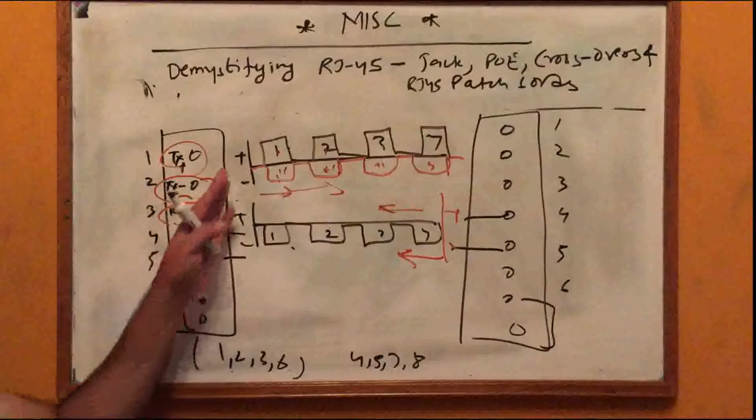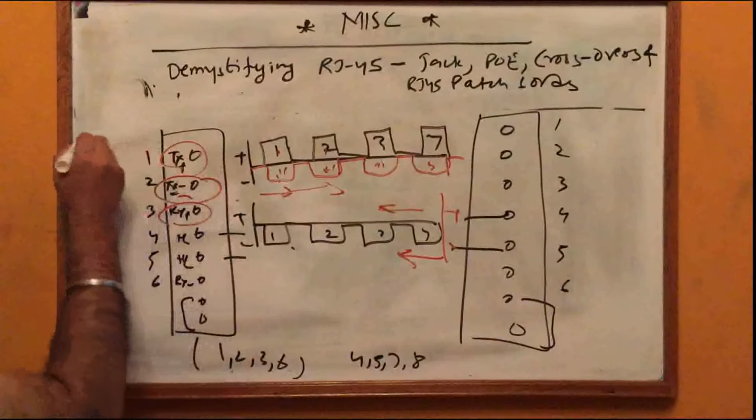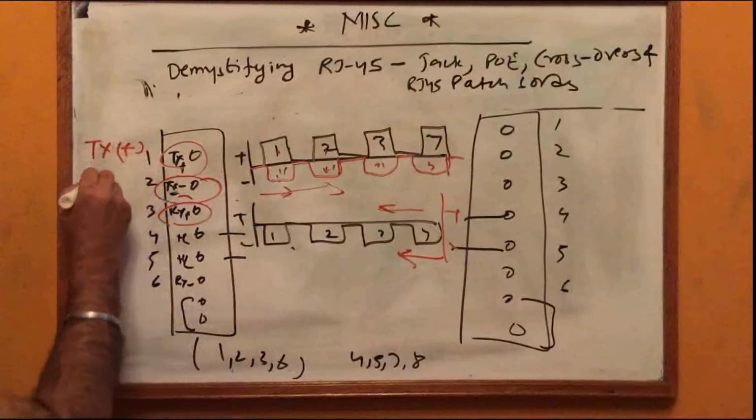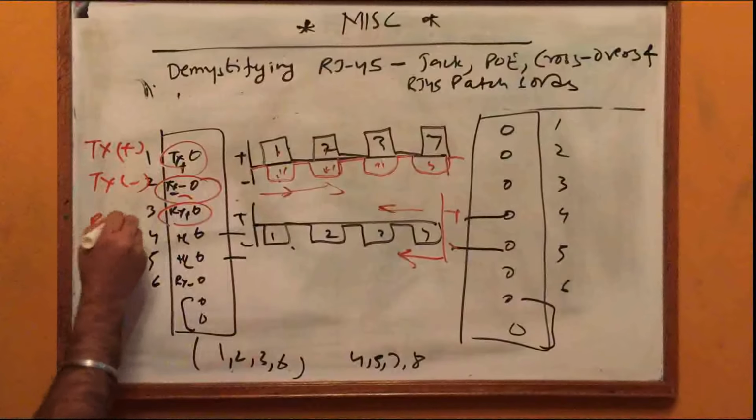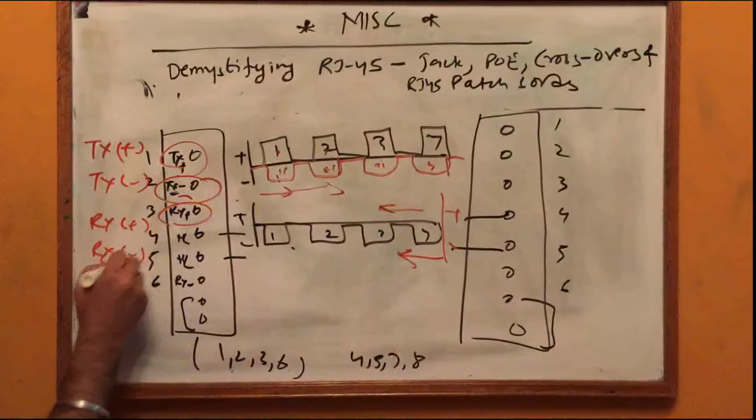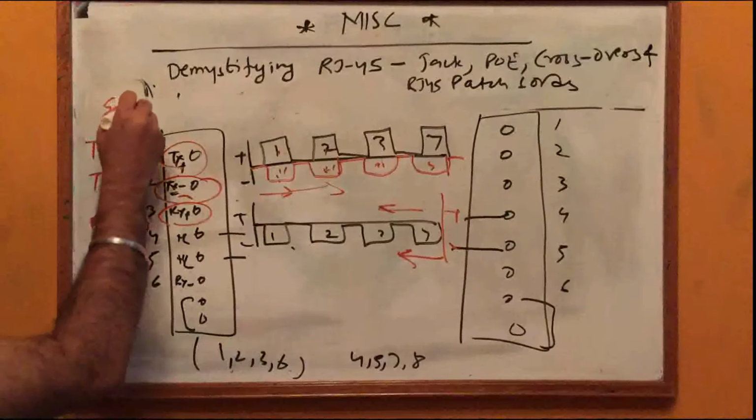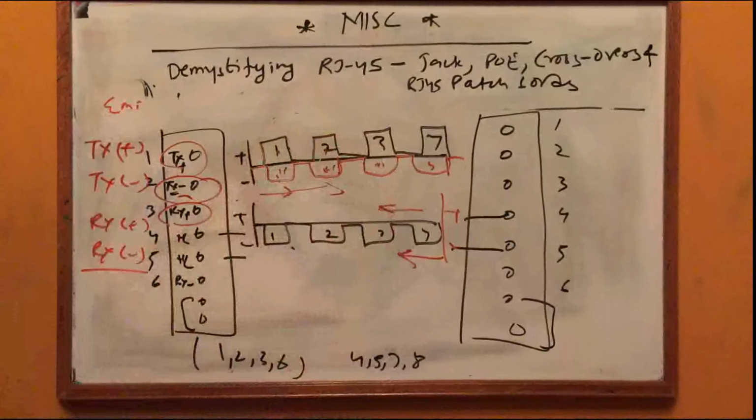So that is the significance, and that is the reason that we use TX positive and TX minus, and RX positive and RX minus, in order to cancel the EMI, electromagnetic interference, between both of the wires when the signal is traveling through them.